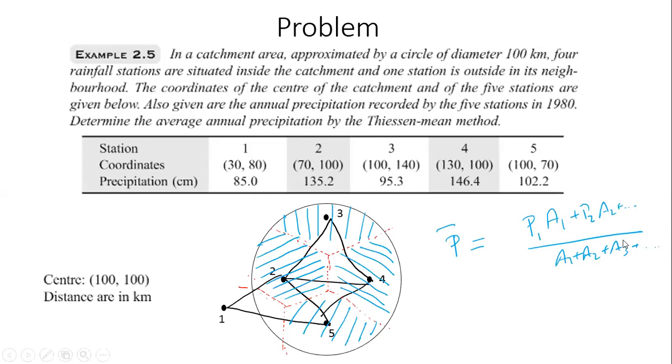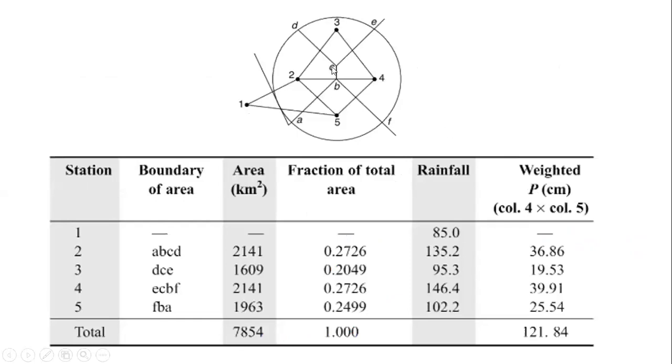I'll just show you the solved solution for this. These are the actual polygons created. Maybe I've drawn it a little incorrectly, so it may not be exactly correct. A, B, C, D is the area under influence of location 2. C, D, E is the area under influence of location 3. E, C, B, F is under 4, and then A, B, F is under location 5. So corresponding to each station, we have created polygons that represent the area under each.